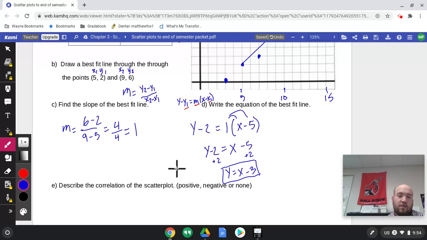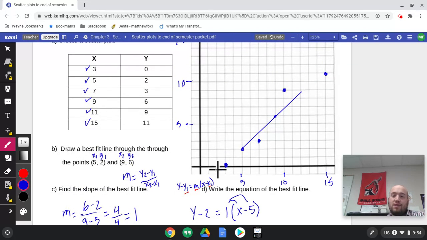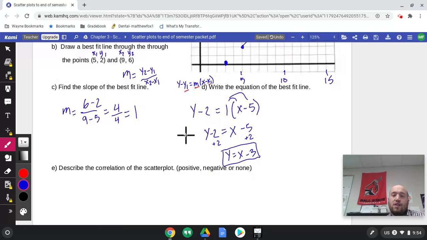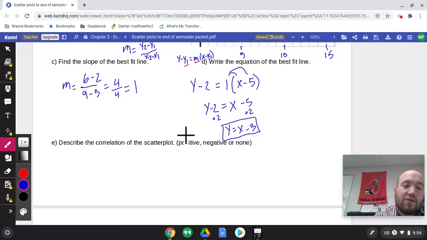All right, and then finally it says describe the correlation of the scatter plot. I already talked about this. As x increases, so does y, so this is positive correlation.